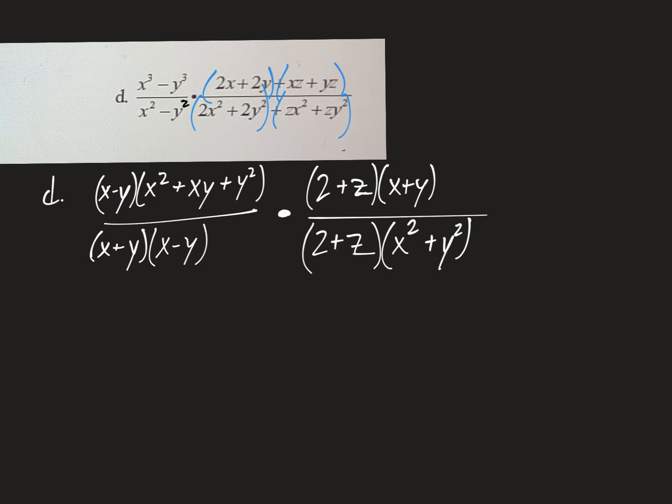Now, note, I just left it as 2 plus z. You could also write it as z plus 2. Those both mean the same thing. More conventionally, z plus 2 would be correct, but I'll fix it at the end if I still have a z plus 2 term. Okay, let's look for some matching pieces.